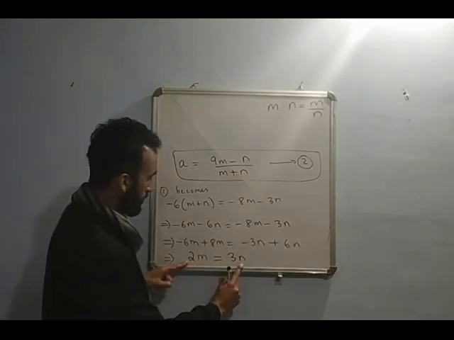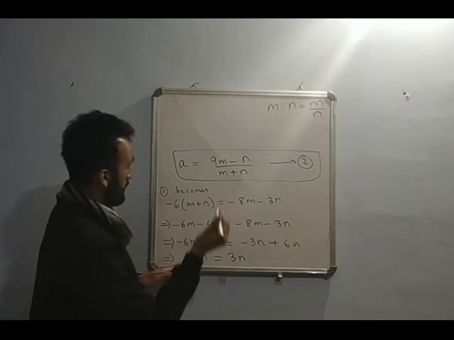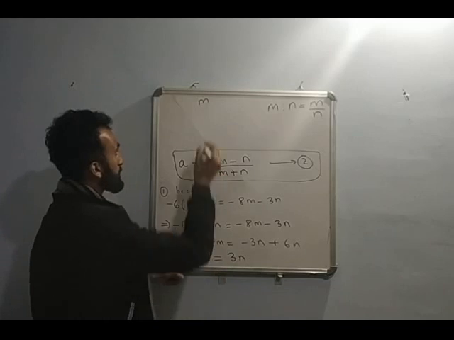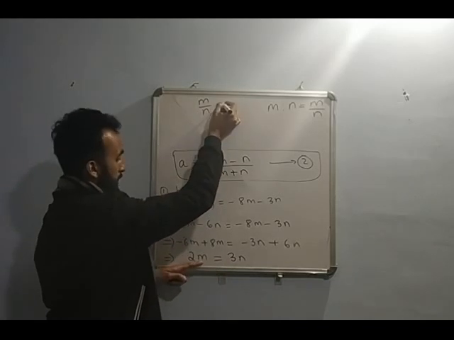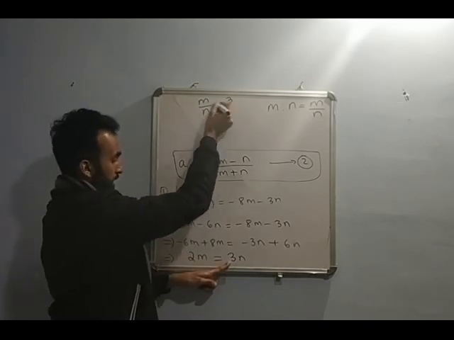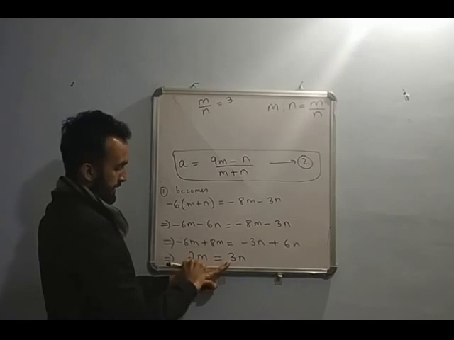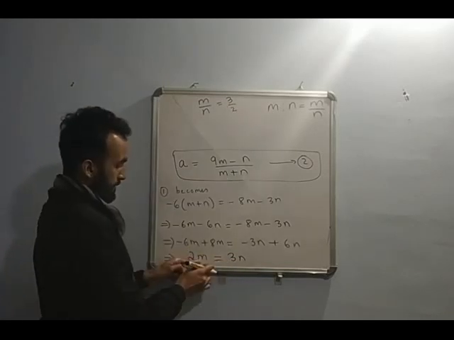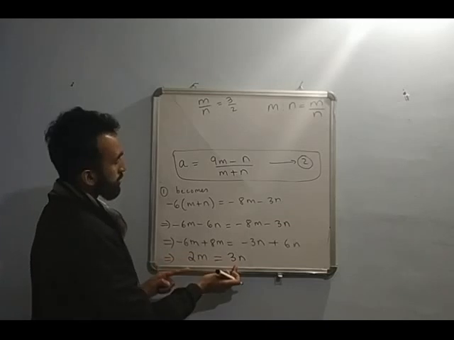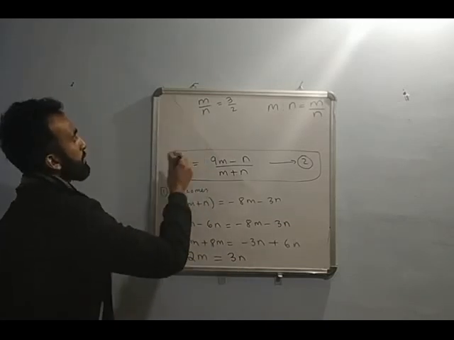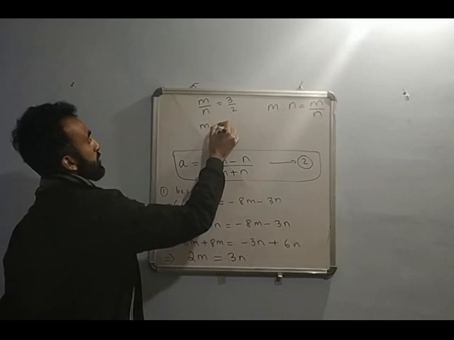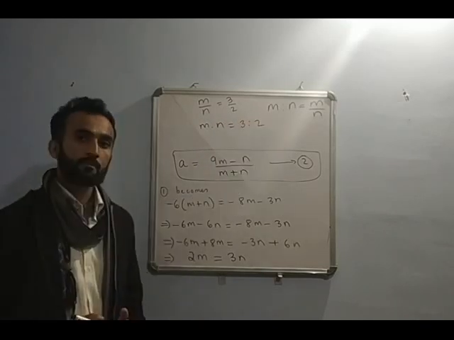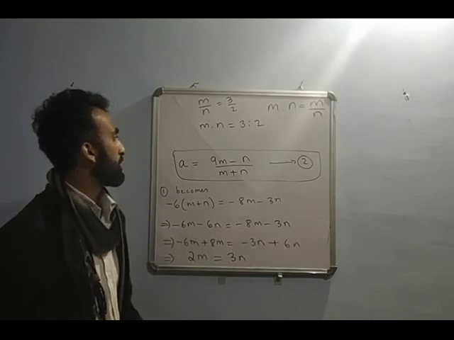So what will I do? I want m by n. So m, let it be here only. And let n come down. Already 3 is there. Check. Already 3 is there. And this 2 will go down. Check. Okay. m is here. n comes down. 3 is here. 2 goes down. So m by n is 3 by 2. So m is to n will be what? 3 is to 2 only. Correct or not?